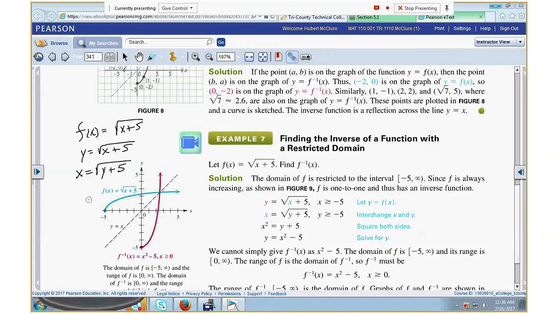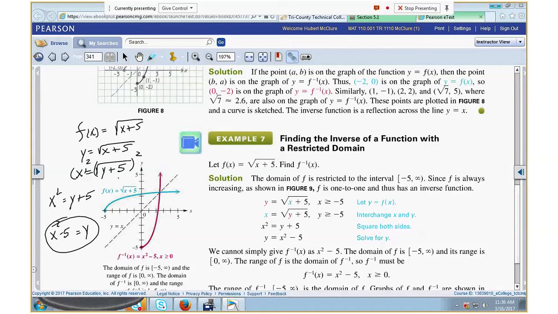How do you get rid of a square root? Square it on both sides. x squared is equal to y plus 5. y is equal to what? x squared minus 5. So that is the inverse function of that function.